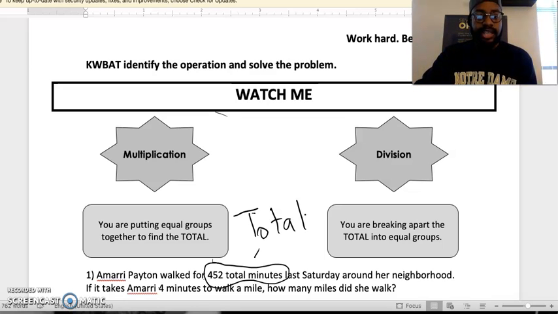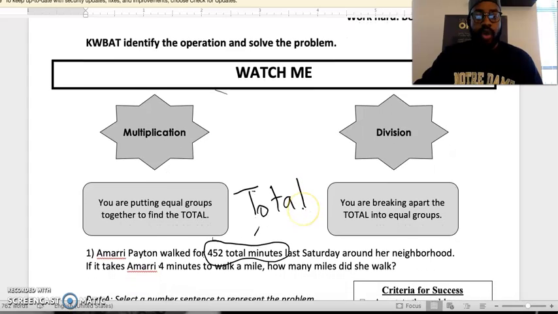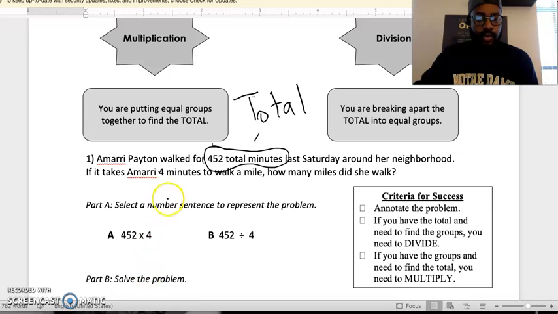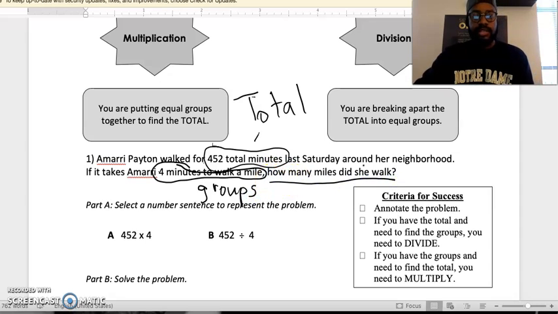Then it says it takes her 4 minutes to walk 1 mile. Okay? So I'm going to circle 4 minutes to walk a mile because 4 minutes is one of my groups. And then the question says, how many miles did she walk? I'm going to underline that because that's the question. I'm trying to figure out how many miles did she walk.